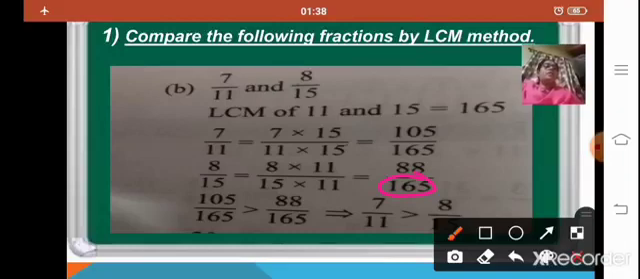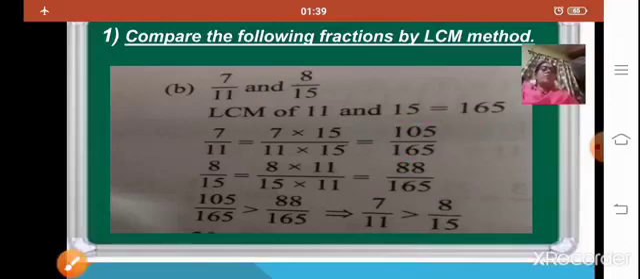The third step is, you will compare 105 and 88. Here 105 and 88. 105 is greater than 88. That means your fraction 105 upon 165 is greater than 88 upon 165. That means 7 upon 11 is greater than 8 upon 15. Okay. So this is how you have to compare the unlike fractions, by taking the LCM of the denominators.